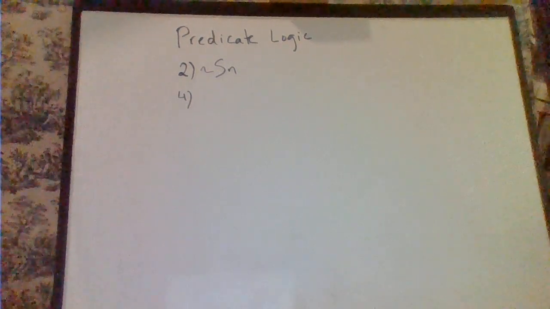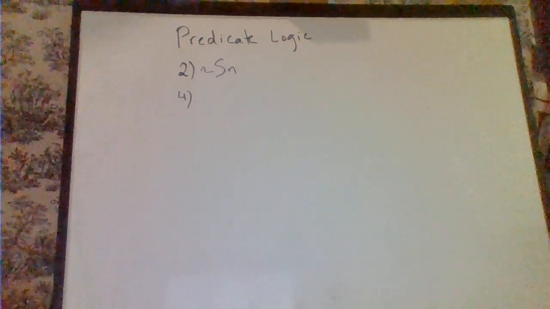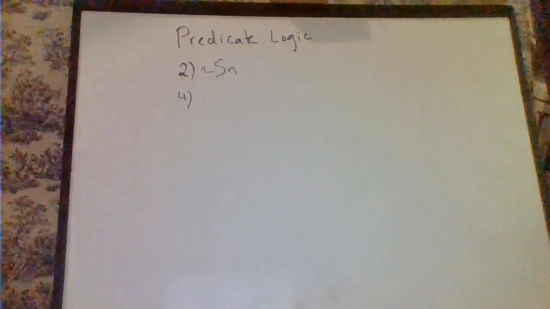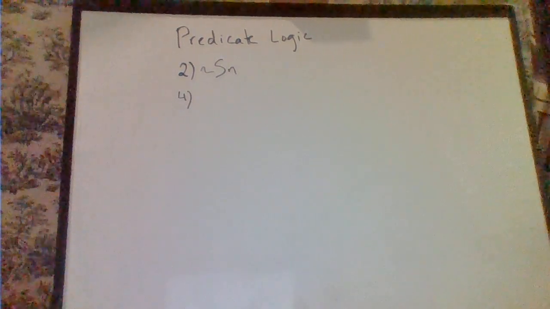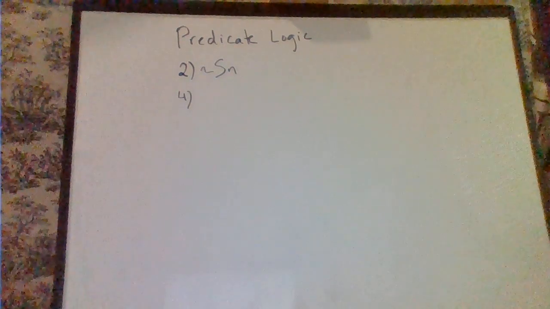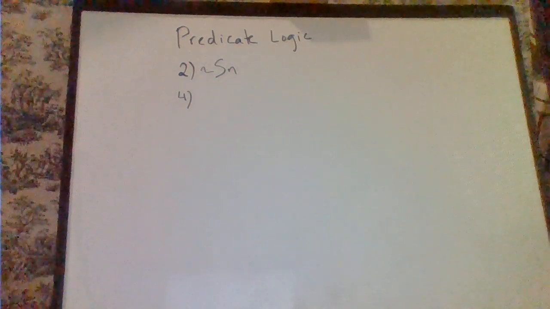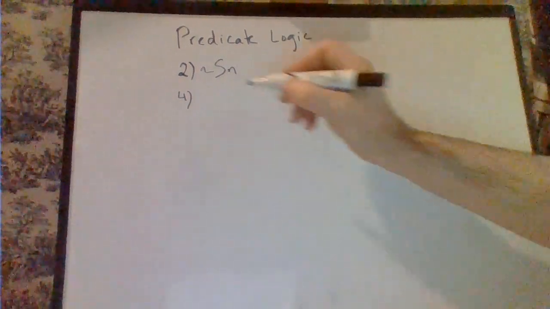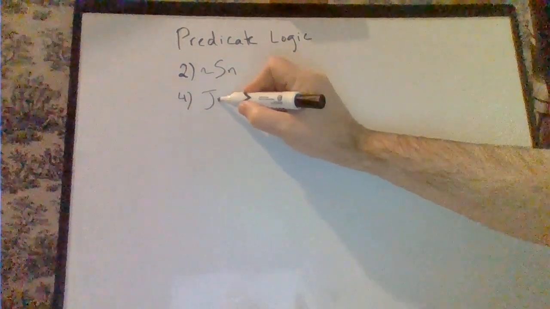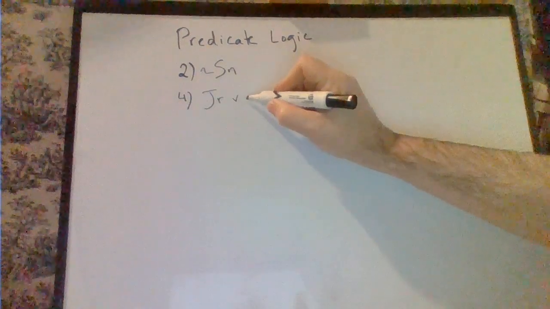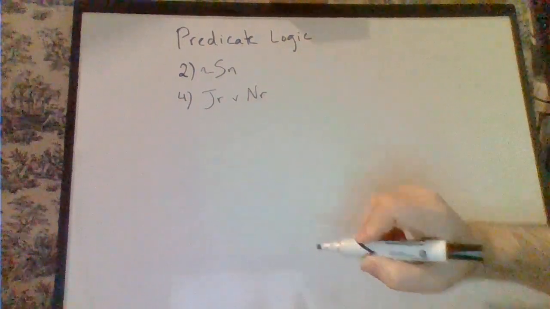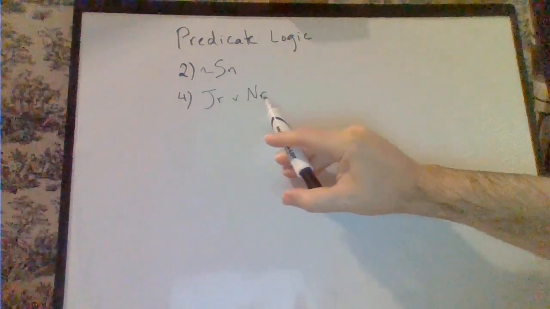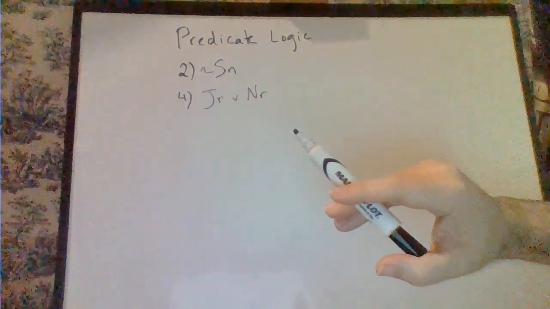Number 4 says Rachel is either a journalist or a newscaster. So we would have journalist, capital J, newscaster, capital N. Rachel would be a lowercase r, and it's an either-or statement. So you would have capital J lowercase r, or capital N lowercase r. Again, either Rachel is a journalist or Rachel is a newscaster.